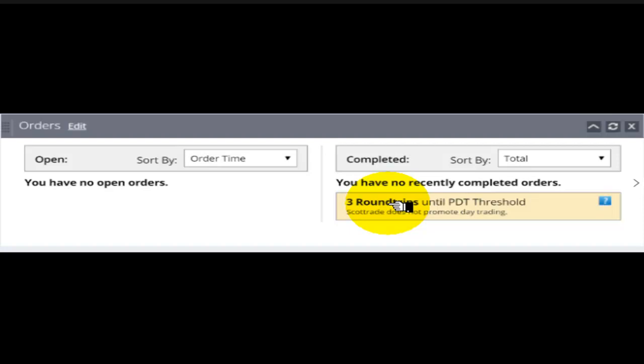All right? And to my understanding, if they haven't changed how they operate, that could affect you for up to 6 months. All right, so that sucks. You do not want to be labeled as a pattern day trader if you have less than $25,000 in your account. All right, that's how it works.